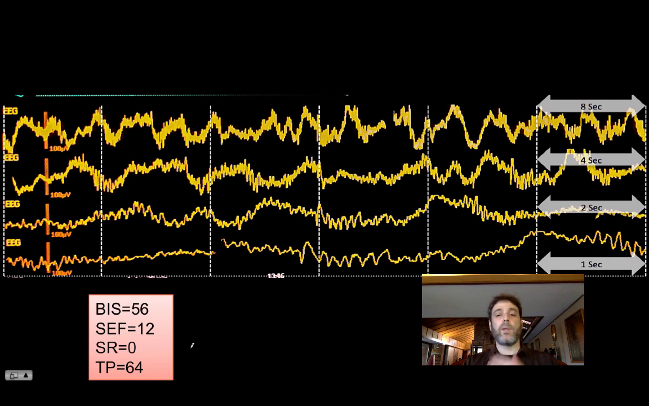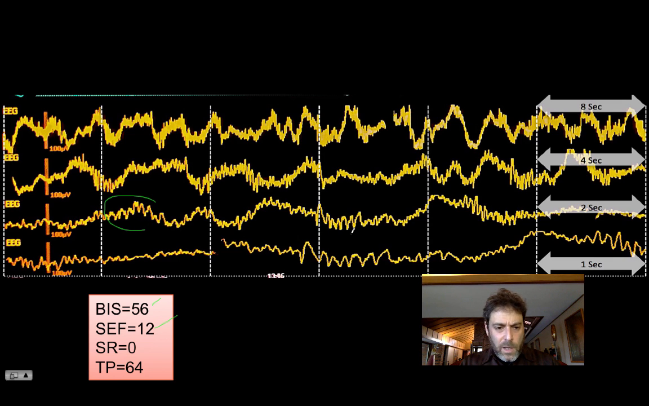Okay, so here's another example. The BIS is 56. Our spectral edge is 12. But let's have a look at that and see what we think. Well, very impressive slow delta wave activity seen at the slowest sweep speed. We can see spindles, phase amplitude coupled with the delta waves, seen nicely over there.